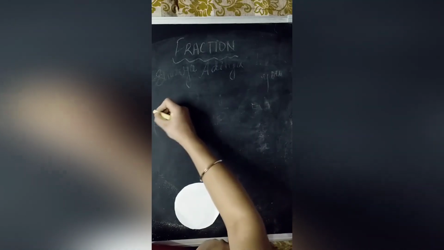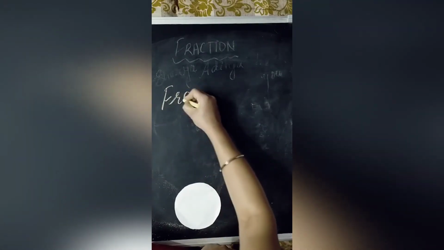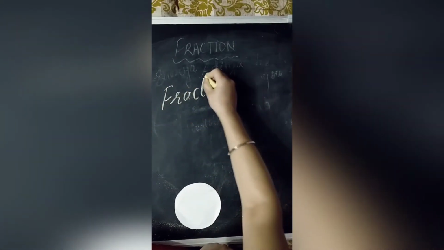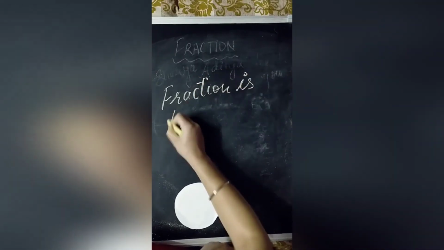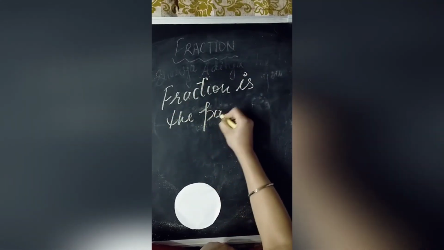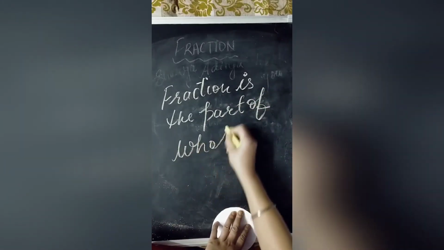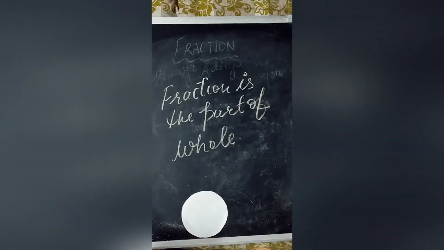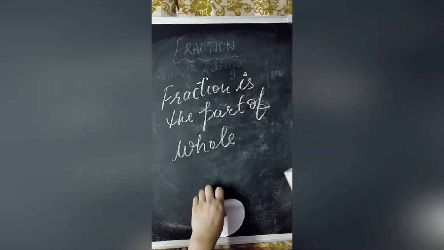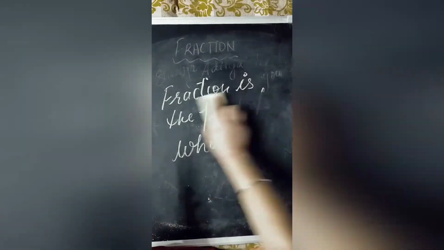So we can say fraction is the part of whole. Whole means one full. Whether a chocolate, whether a pizza, a chapati, or the total number, whatever the total is, whatever the full is. Okay. Now we have compared them.